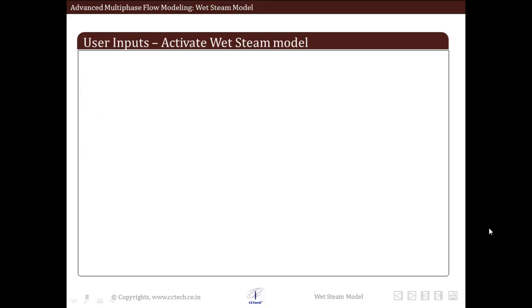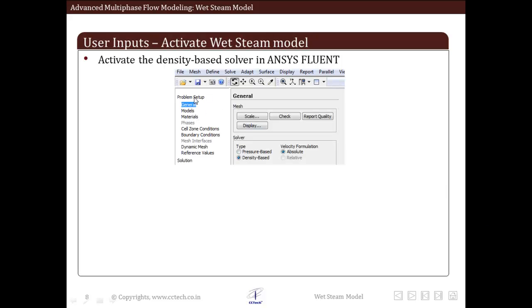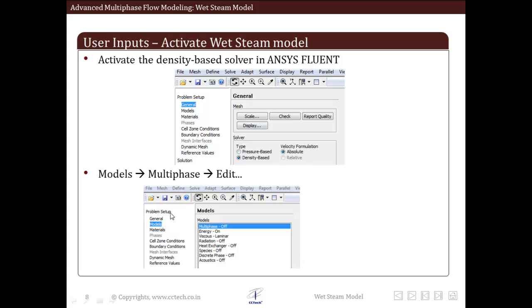In this slide, we will see how to activate the wet steam model. In order to activate the wet steam model, first we have to activate the density-based solver. For this, we go into problem setup, then into general, and then we click on density-based within the solver section. After this, we go to models, multi-phase, and then click on edit. That is, within the problem setup, we go to models, click on multi-phase, this panel will open up, and here we select the wet steam model among the list of multi-phase flow models.